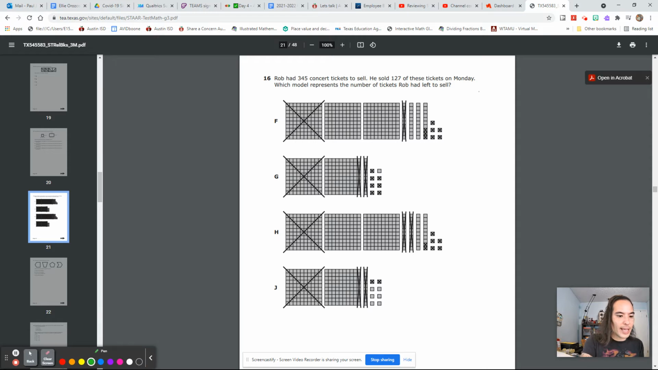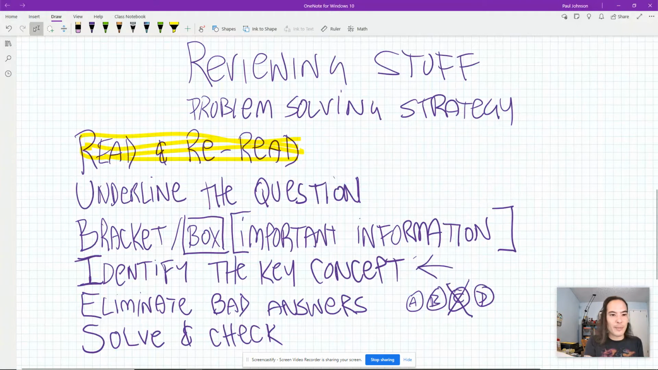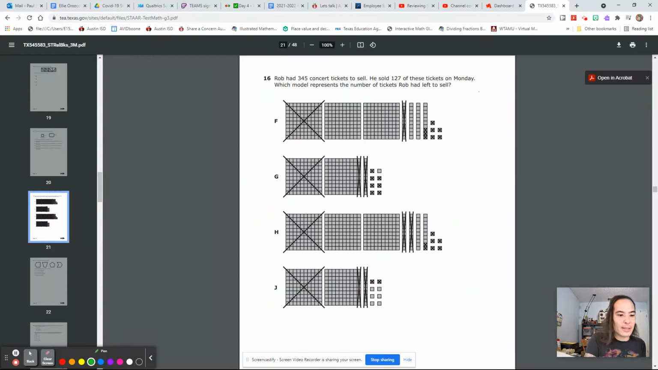Now what I need to do next is underline my question. I'm going to underline the question. That's not the whole problem, it's just the question being asked. The question being asked is which model represents the number of tickets Rob had left to sell. So if we answer that question, we should have all the information we need to know that we have our right answer.